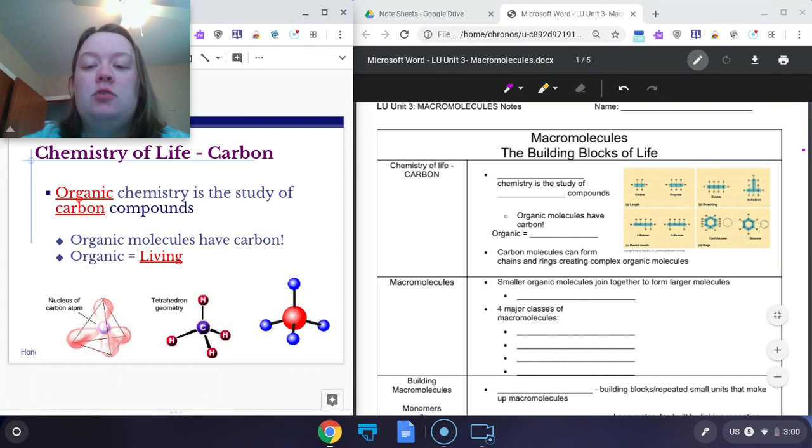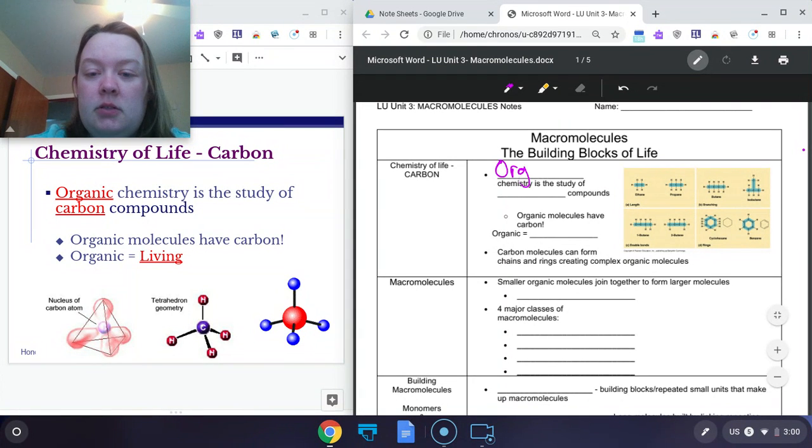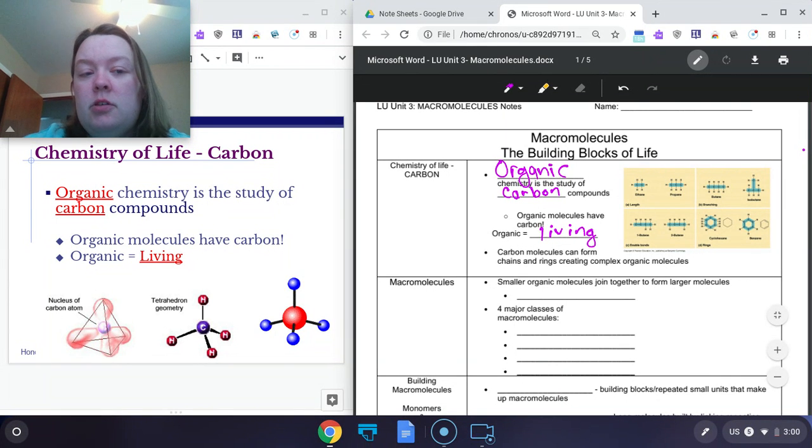So organic chemistry itself is the study of carbon-based compounds. And organic means living. All living molecules are based in carbon. Everything living contains carbon. Therefore, carbon is going to be essential for life because all living things contain the element carbon.